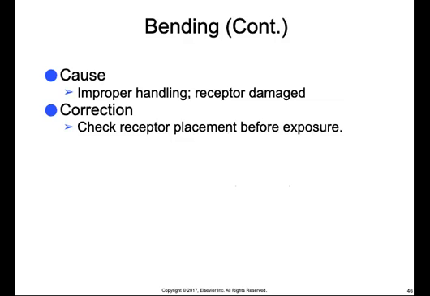When you have a receptor that is damaged, the correction is to check the receptor placement before exposure. A receptor may be bent because of the curvature of the hard palate or as a result of rough and excessive handling. Cotton rolls can be used with the paralleling technique, or the bisecting technique can be used instead. Also, a beam alignment device can be helpful in preventing bending.